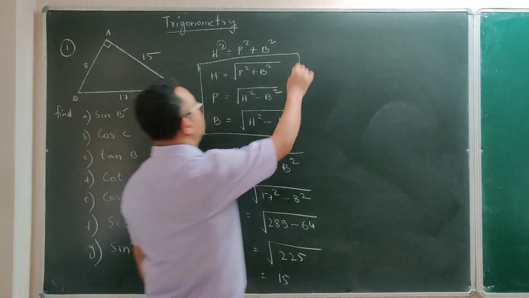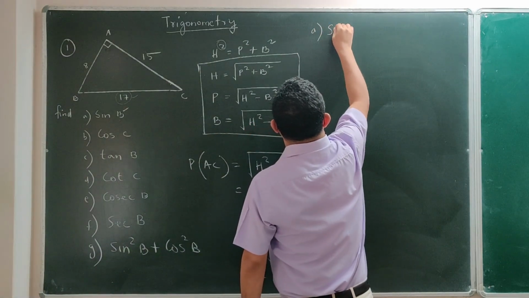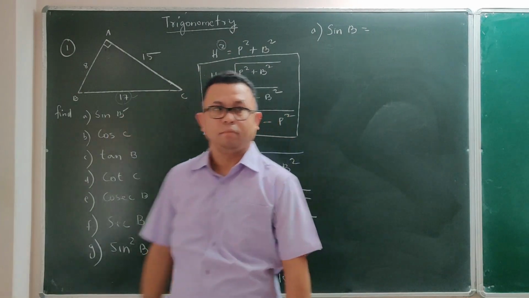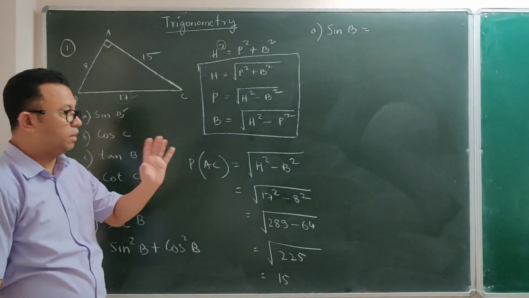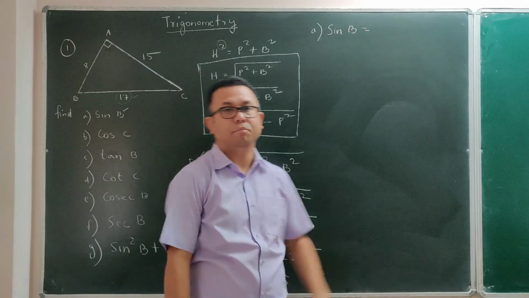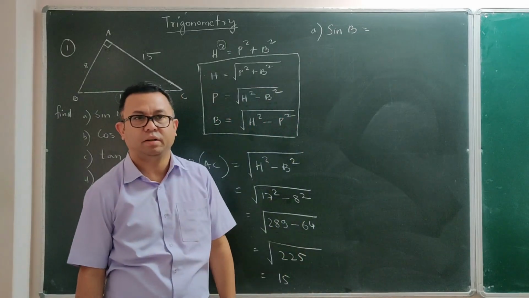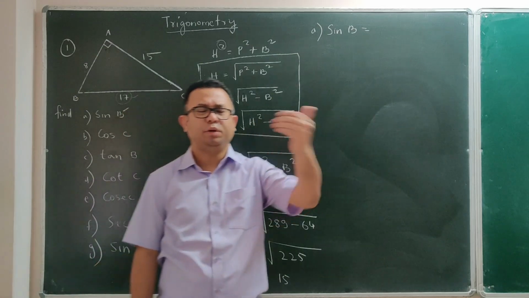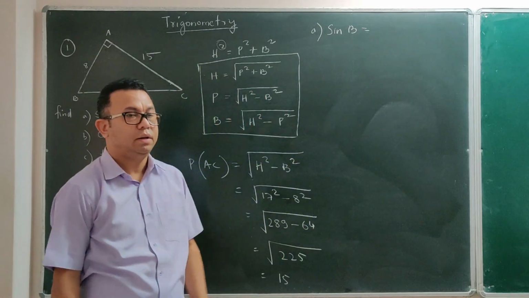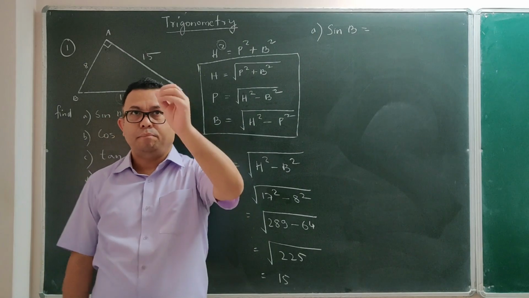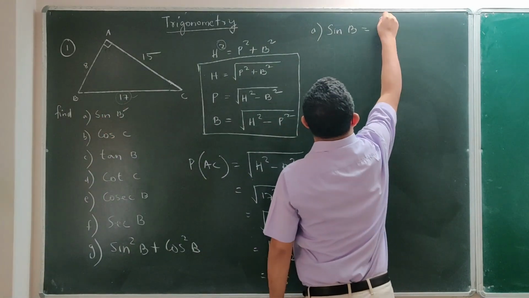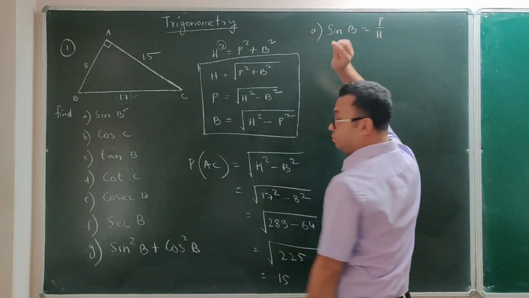The first question which is asked is, what is sine B? Now remember that sentence which I gave you: Some people have curly brown hair turned permanently black. What is the formula of sine? Sine is the ratio between which two sides of the triangle? Sine, some people have, P by H. So sine is perpendicular by hypotenuse.